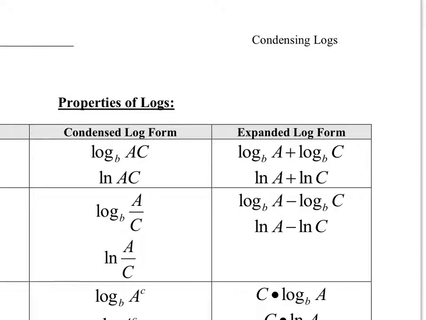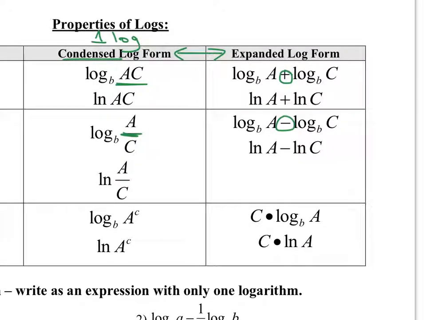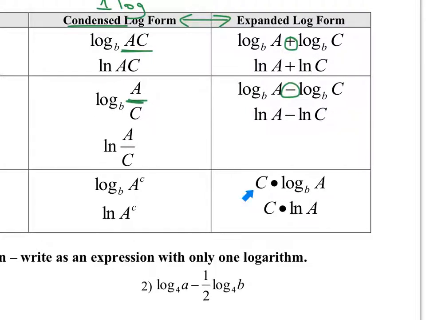Okay, so today we are going backwards from yesterday. Yesterday we went from the condensed form, one log, to the expanded form, where we have one log for every variable. Now we're going to be going backwards. We're going from the expanded version, say we have a plus sign, and we're going to be multiplying them. If we have a minus sign, we're subtracting, so we're going to be dividing. So we're just going backwards. And if there's a number out in front, it's going to come up to the top and become an exponent. So here we go.